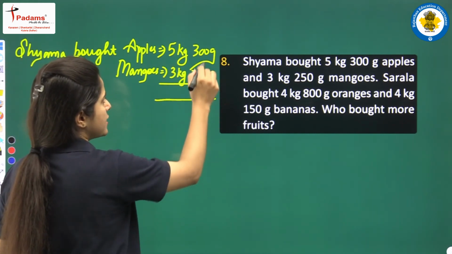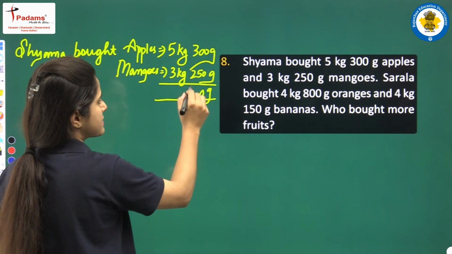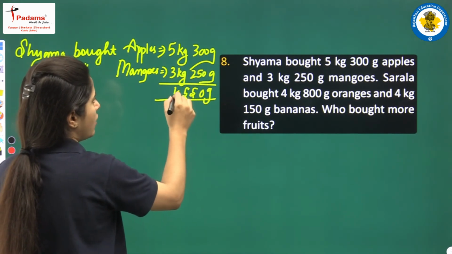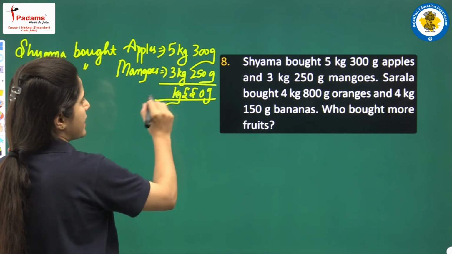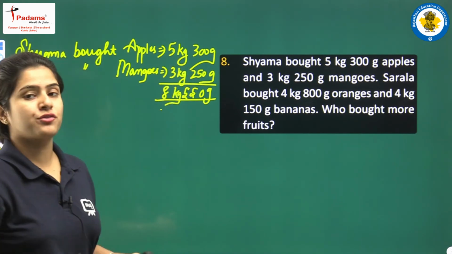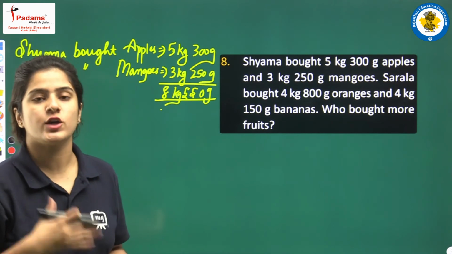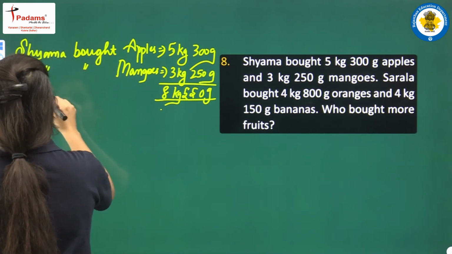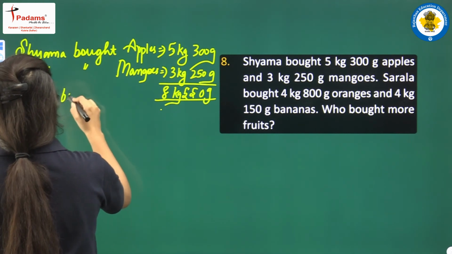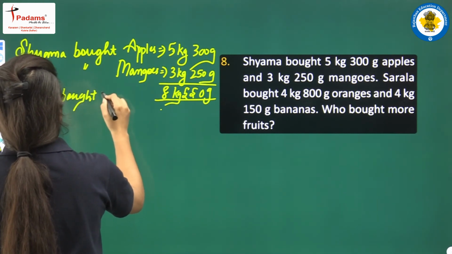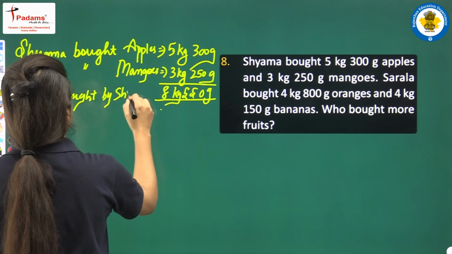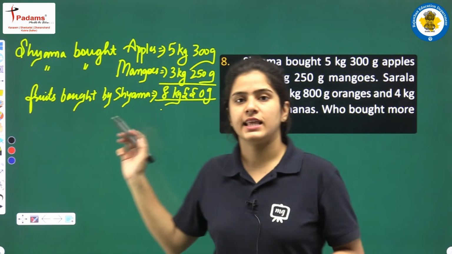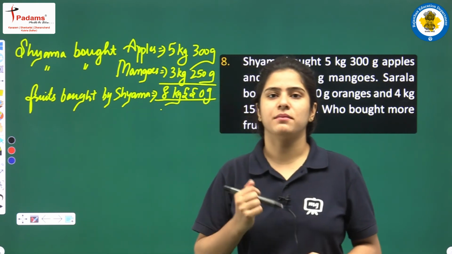Gram, gram, gram: 0 plus 0 is equal to 0, 0 plus 5 is equal to 5 and 3 plus 2 is equal to 5. And kg now, 3 plus 5 is equal to 8. So, Shama bought fruit that is equal to 8 kg and 550 grams, okay. Fruits bought by Shama. Okay students, these are the fruits bought by Shama, okay.